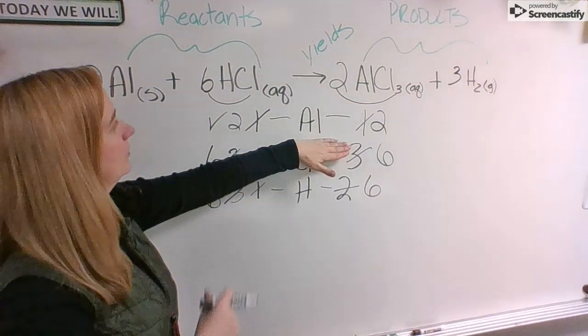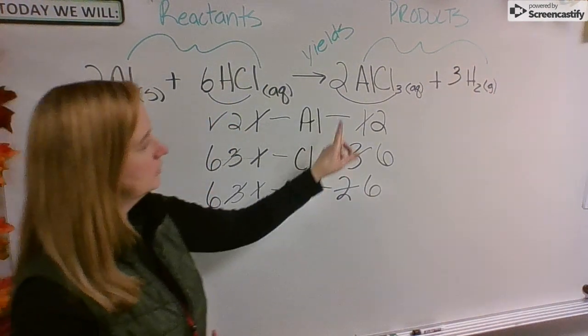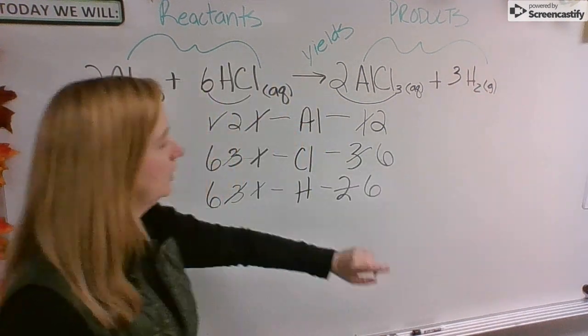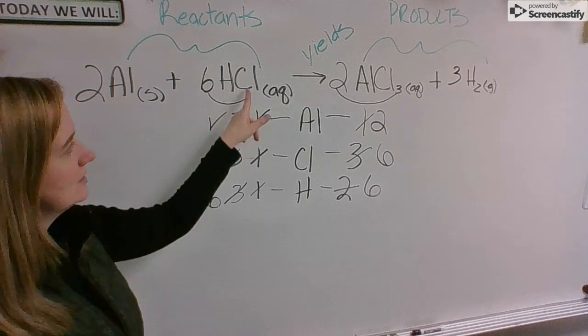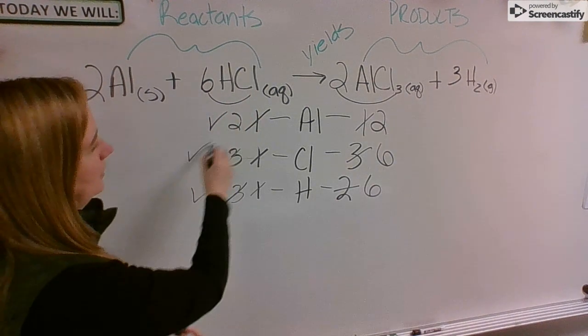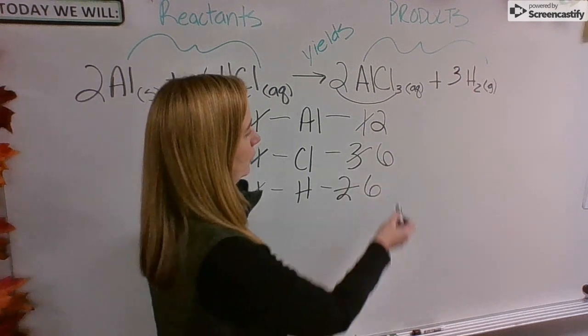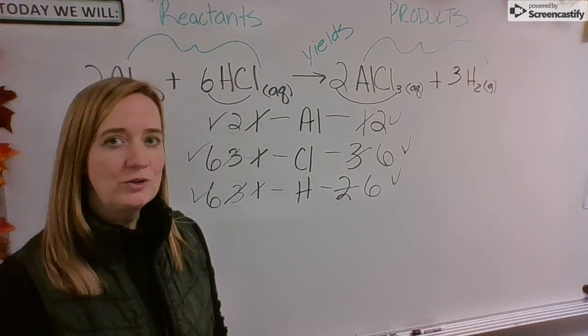We're good to go. 6 hydrogen, 6 hydrogen. 3 times 2 is 6. So my hydrogen are good. Chlorine, 6. Chlorine, yes. And chlorine over here, 2 times 3 gave me 6 chlorine. So all 3 of those have been balanced.